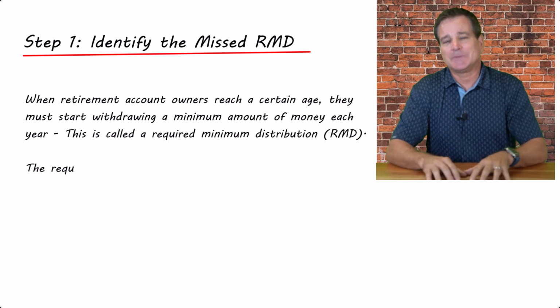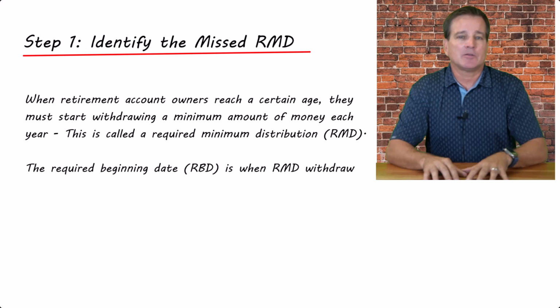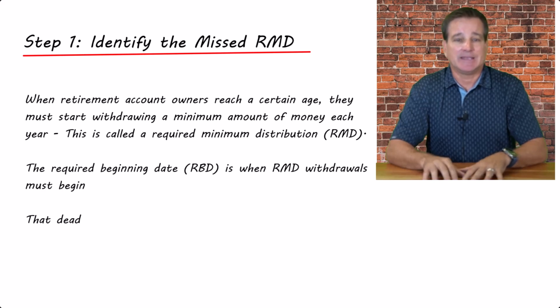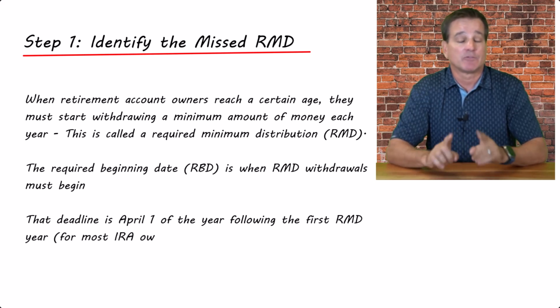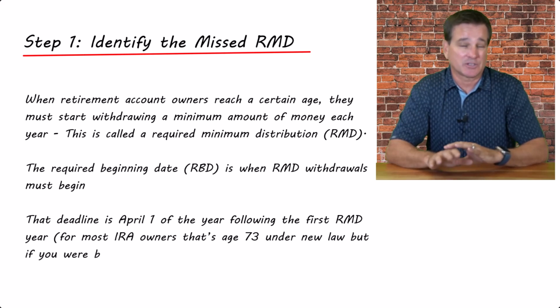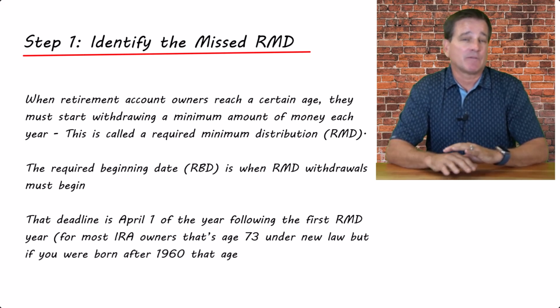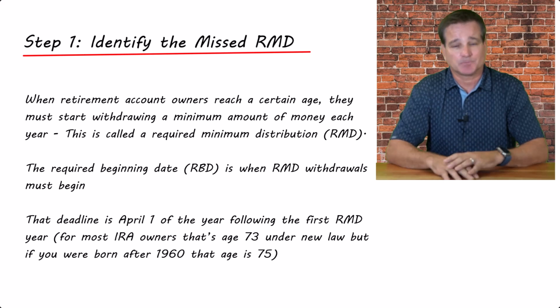The required beginning date, or RBD date, is when the RMD withdrawals must begin, and that deadline is April 1st of the year following the first RMD year. For most IRA owners, that's age 73 under the new law, Secure Act 2.0. However, if you were born after 1960, that age is 75, so keep that in mind.